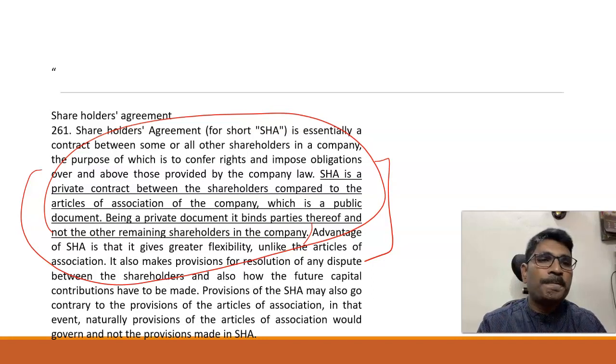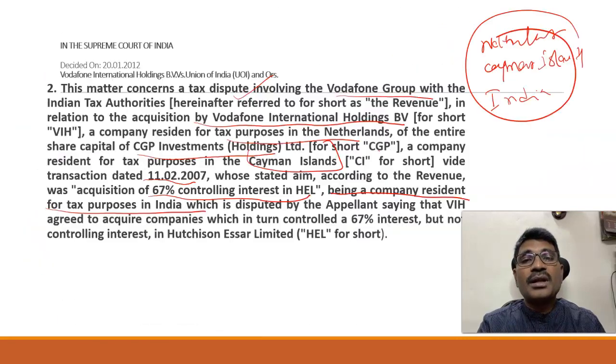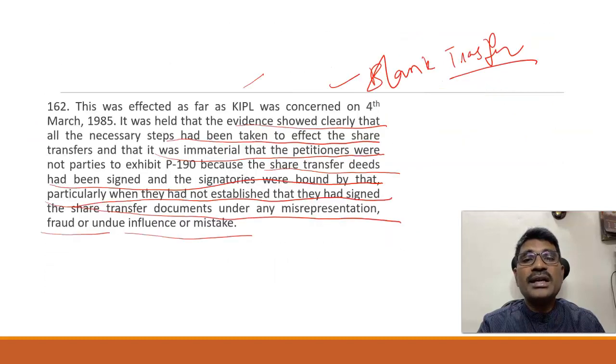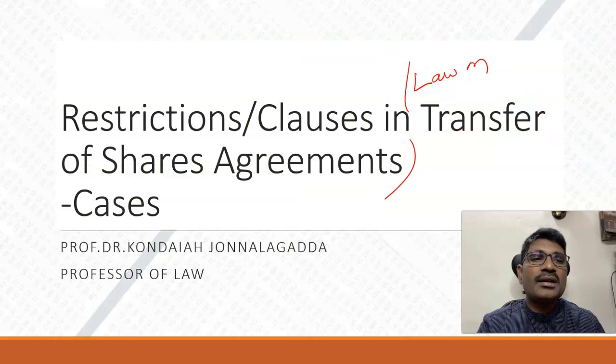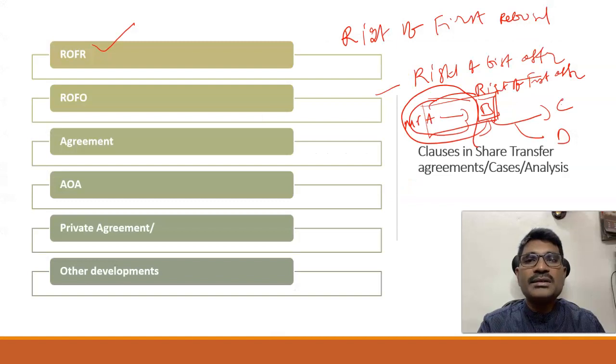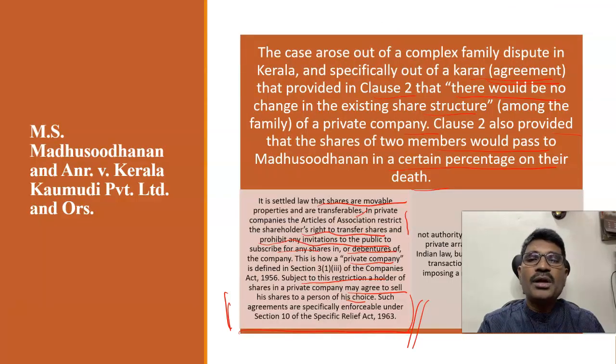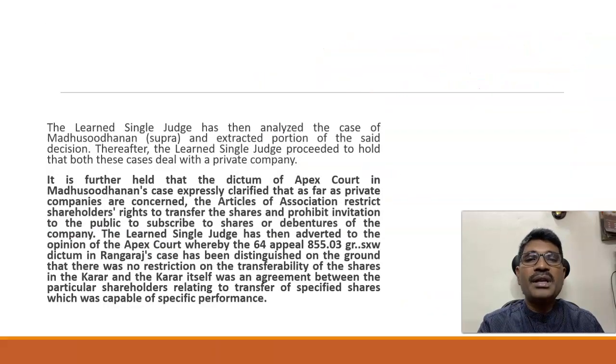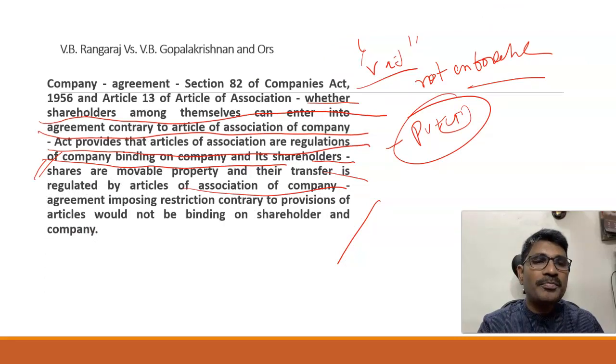Now let us recollect what we have discussed over a period of 30 to 40 minutes. I started my discussion to help you understand the clauses on transfer of shares. Initially we discussed the clauses ROFR, ROFO, private agreements and other developments. We also discussed two cases relating to private limited companies, MS Madhusudan versus Kerala Kaumudi, then VB Rangarajan versus VB Gopalakrishnan, where it says restrictions are permitted, but they should not be contrary to the AOA.